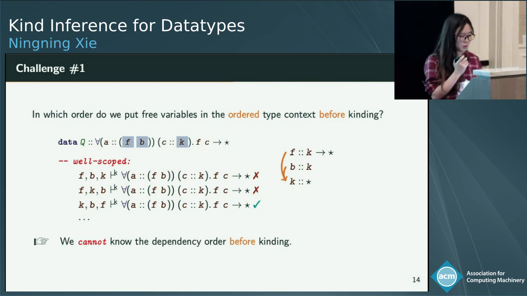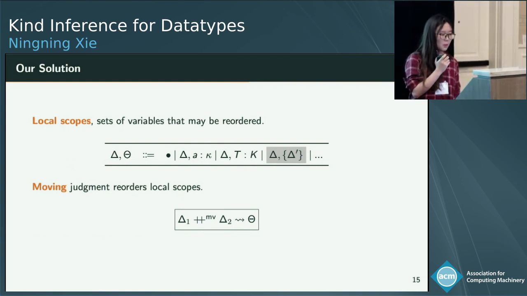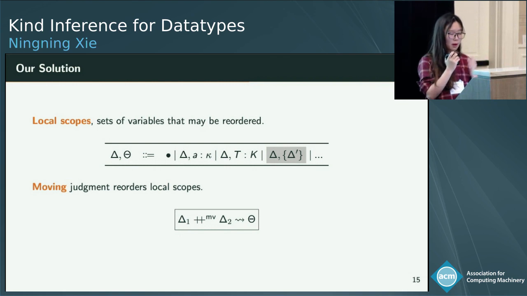To address this challenge, we extended the type context with local scopes, which are sets of variables that may be reordered. And we propose a moving judgment that reorders local scopes. And then we proved the meta theory of the context extension approach extended with local scopes.